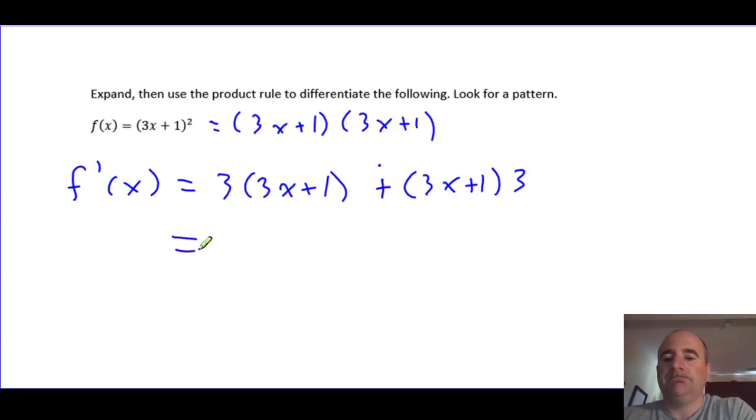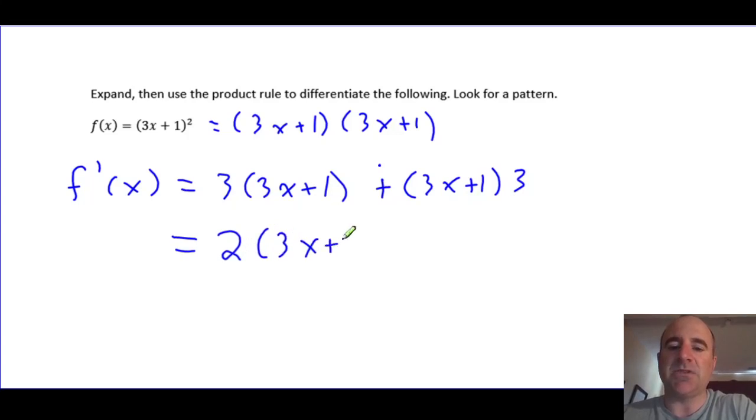Now, I'd like you to notice that we have the same term, and that's not super surprising. Since they're both 3x plus 1, the first step, taking the derivative of that times that, and the second step, the derivative of this times this, give you the exact same thing. So I know this is a bit strange to write, but I could really say that I have 2 times 3x plus 1 times 3.